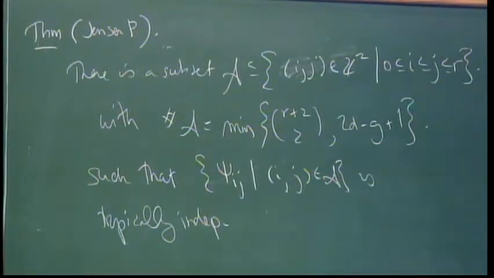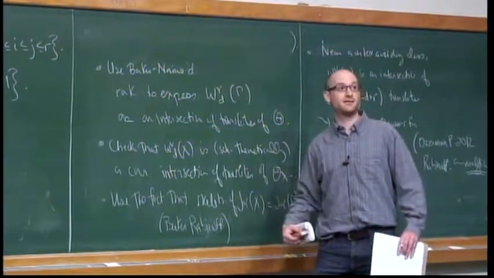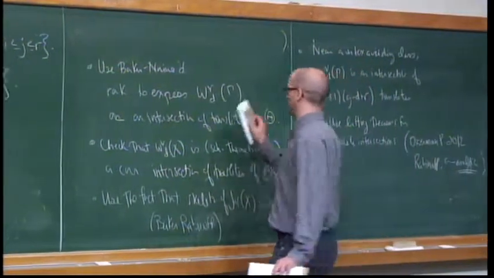is globally an intersection of translates of theta, many, many more translates than the codimension. So it is not a complete intersection of translates of theta, it is an intersection of translates of theta.